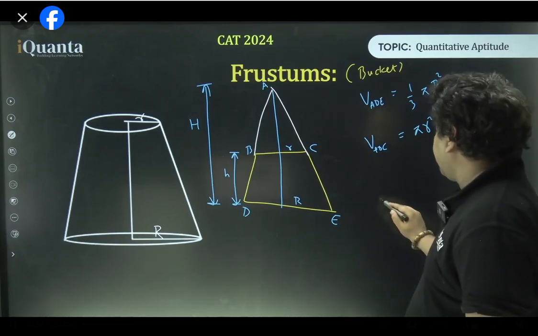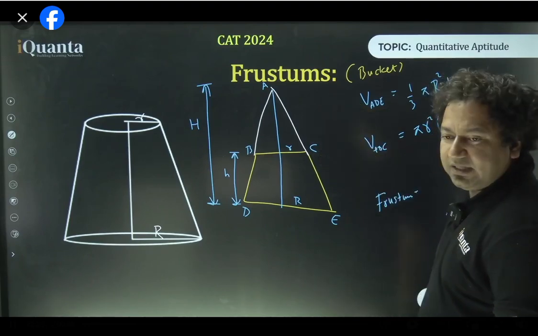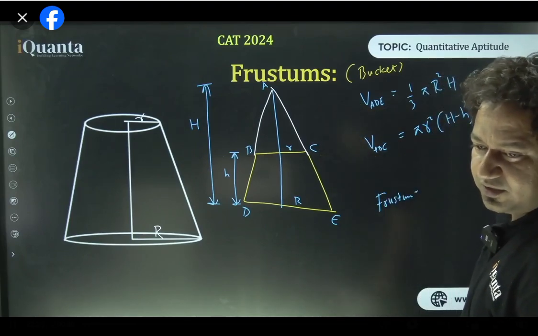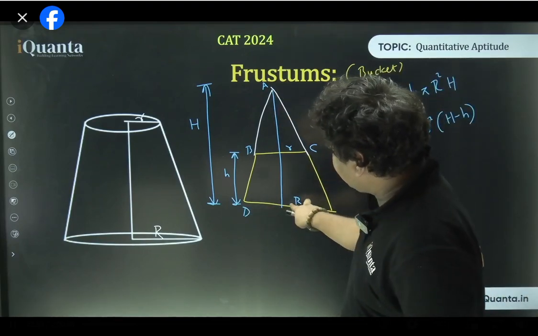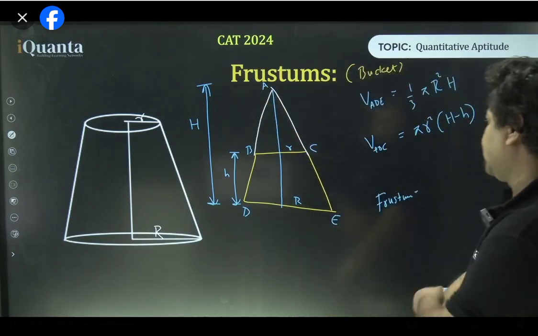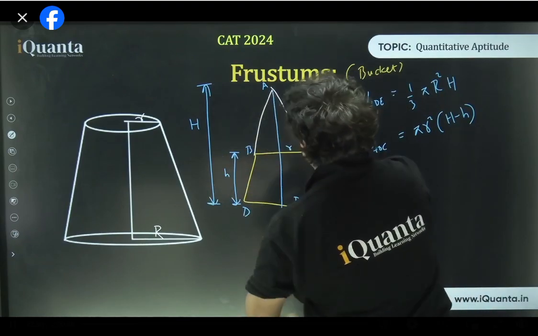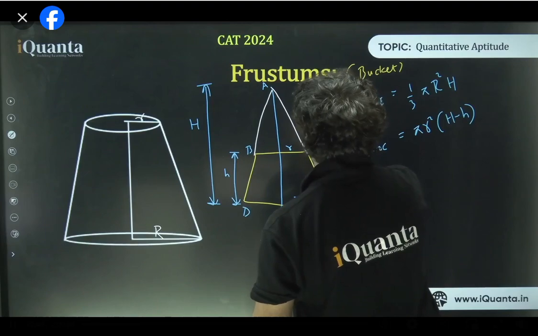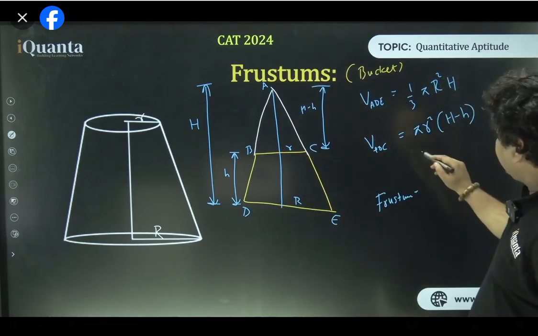So what will be the volume of the frustum? The volume of the frustum will be bigger cone minus the smaller cone. Yes or no? Nishit, what happened? Are you confused? Volume of this whole ADE is pi times capital R square multiplied by this whole height. And the smaller one, ABC का radius क्या है? Small r. Height कितना है? Capital H minus small h. This part is capital H minus small h. Right? Makes sense? So we have to, यहाँ 1/3 लगाना भूल गया मैं.